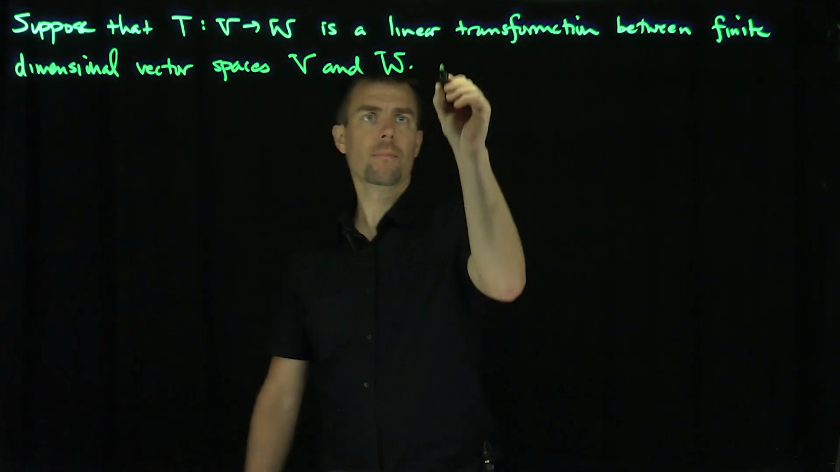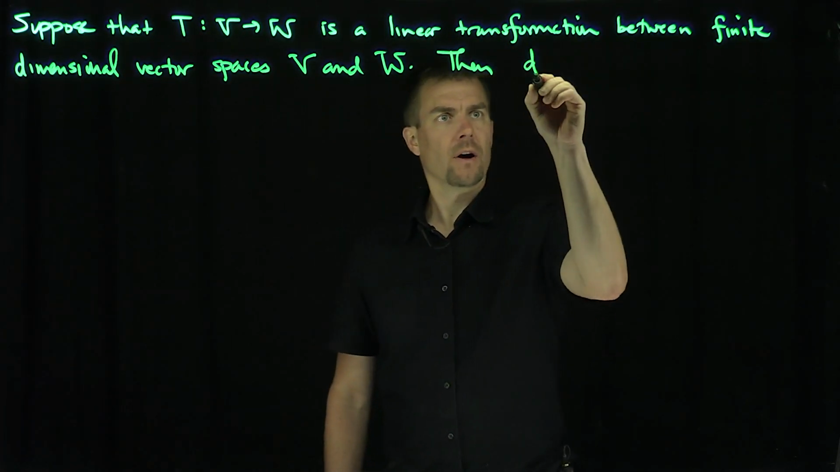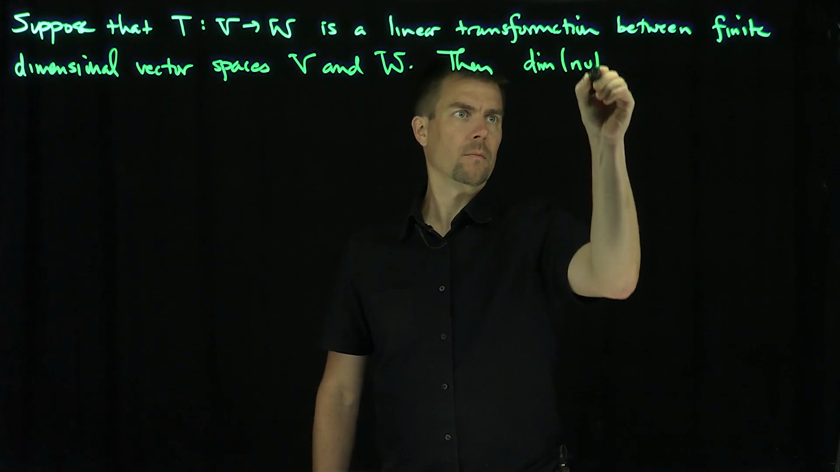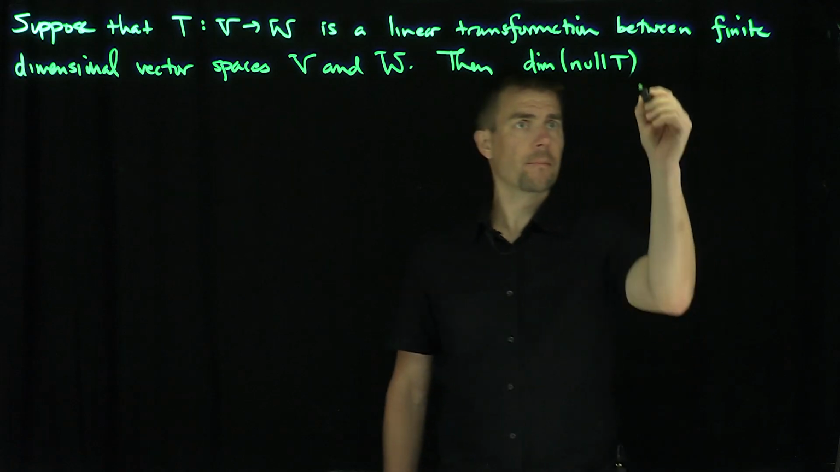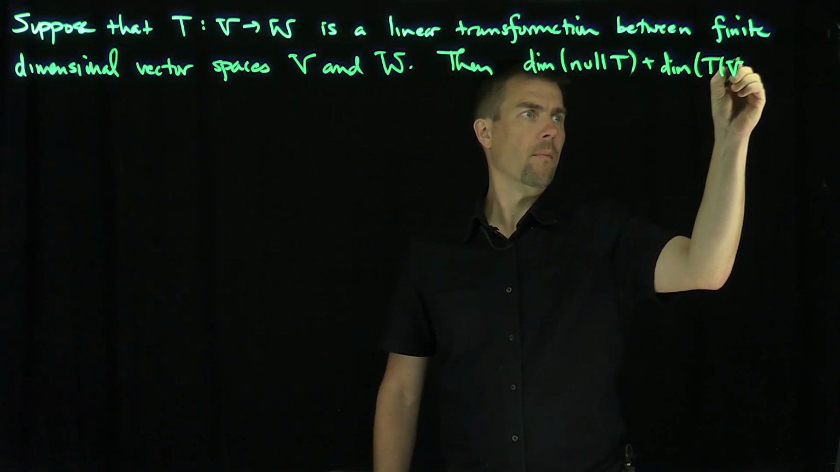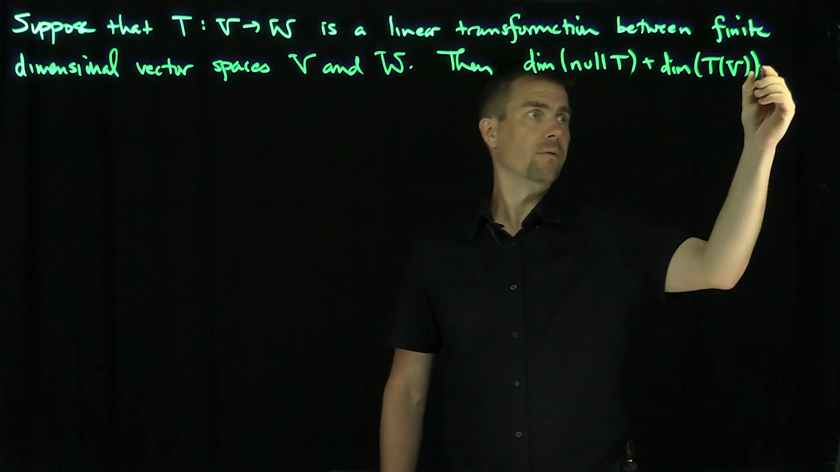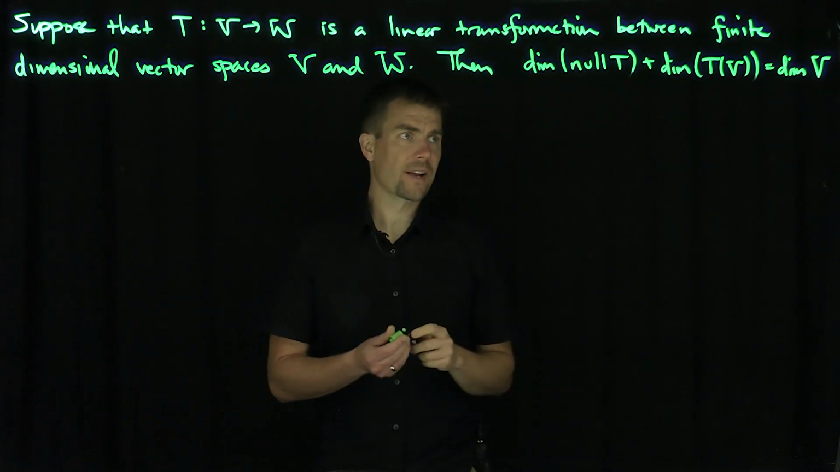Then the dimension of the null space of T plus the dimension of the image of T is equal to the dimension of V. Okay, that's the rank nullity theorem.